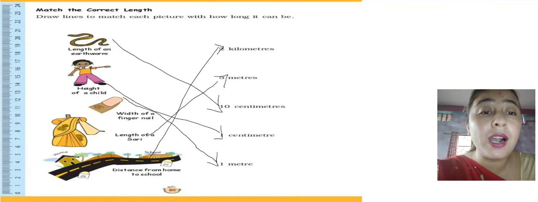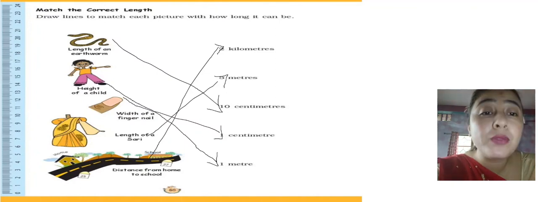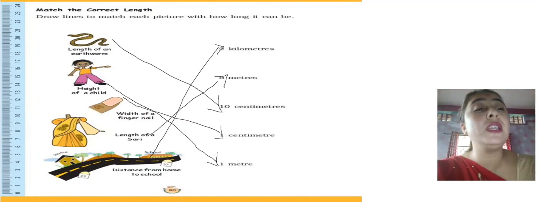Okay, the length of an earthworm is 10 centimeters. Height of a child can be 1 meter. Width of a nail, 1 centimeter. Length of a sari, 5 meters, and distance from home to school is 2 kilometers. So in this way you will match.